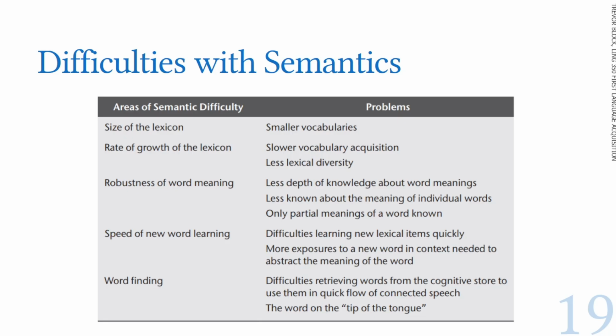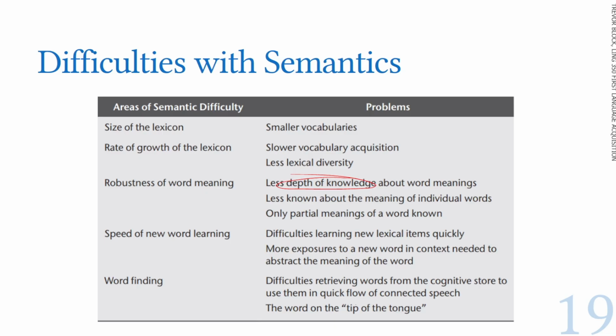In terms of semantics, again, smaller vocabulary, slower vocabulary development. But if you take a look at the word meanings, they may also have less depth of knowledge about word meanings. So maybe they know a grammatical item like "but" but they don't quite have the same understanding as a typically developed child. So they're not using it in all the right locations. They might not know about uniqueness and existence, which adults inherently know. So they might not quite understand that.